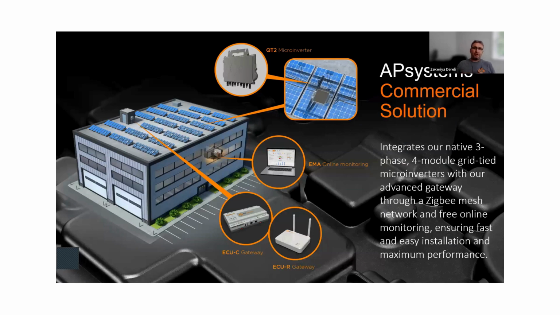For the commercial applications, the design is more or less the same. There's not really any difference, except the fact that we supply QT2 inverters. Q stands for quad, T is three-phase, 2 is the second gen. So the difference is you're connecting your microinverter to four modules at a time. We don't have a dual module for the commercial applications.